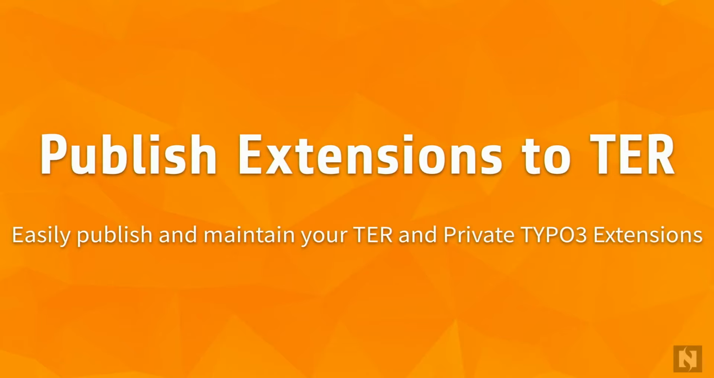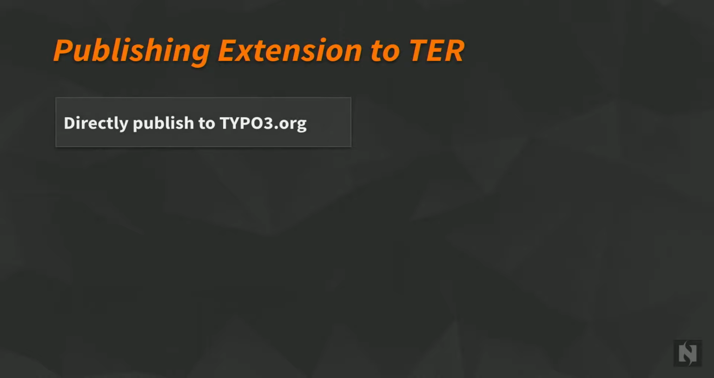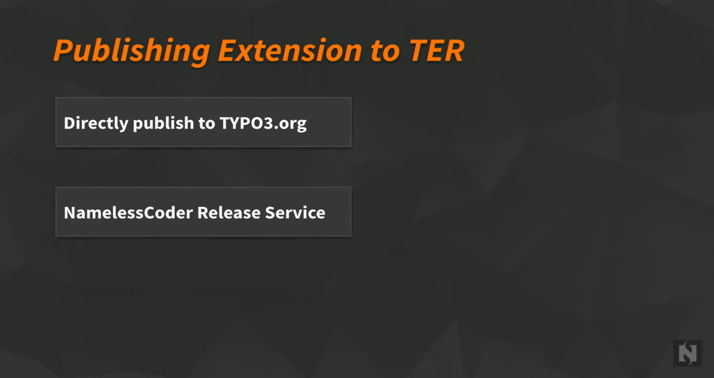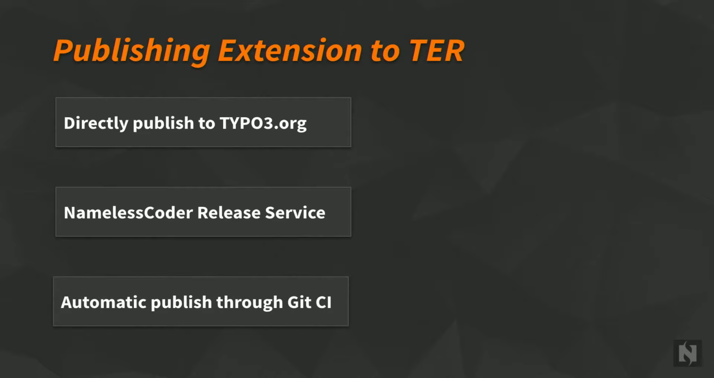Publish extension to TER. I'm going to present what could be the best way to publish your extension to extension.typo3.org. There are three ways. First is, of course, simple: directly publish to typo3.org. The second one is a good solution by one person, Nameless Coder. He developed a release service, and we will check it in detail. The third option is that you can automatically publish your extension through Git CI, maybe GitHub or GitLab, right?